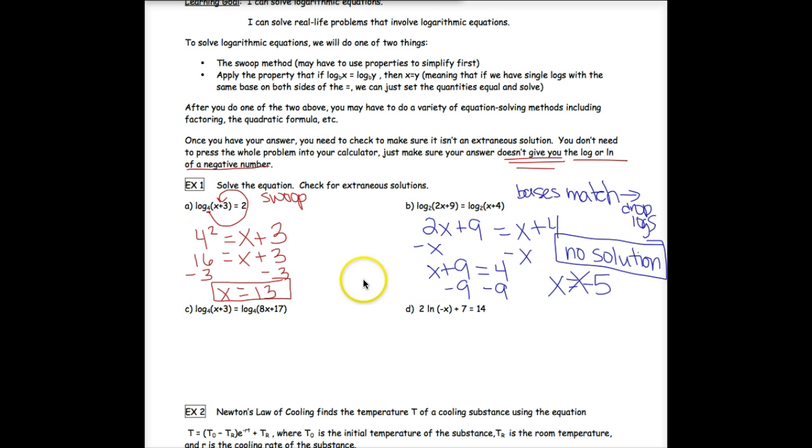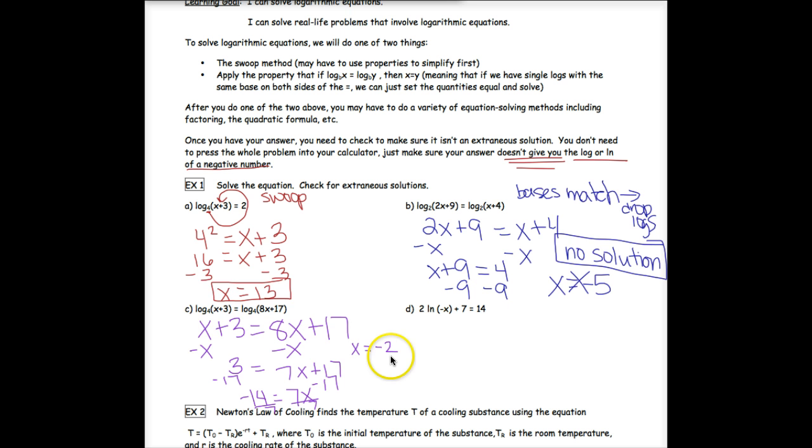Okay, so this one is very similar to B. We have log base 4 on both sides, so that means we are just going to drop the logs off. So that gives me x plus 3 equals 8x plus 17. So solve for x. I'm going to get all my x's to one side. So subtract x. That gives me 7x plus 17 equals 3. So subtract the 17. 3 minus my 17 gives me -14. So -14 equals 7x. Divide by 7, and I get x equals -2.